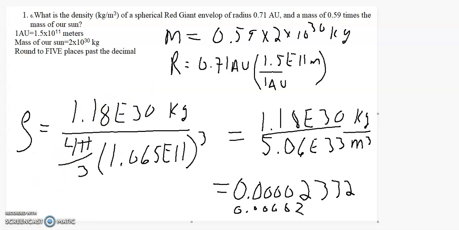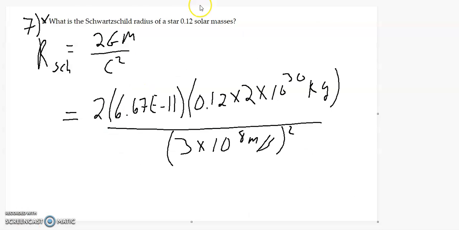All right, let's do the last problem. Here's number 7. What is the Schwarzschild radius of a star that has a mass of 0.12 times the mass of the sun, or 0.12 solar masses? So here's the equation for the Schwarzschild radius. It's a very simple equation. The only variable is the mass. Big G is the universal gravitational constant, 6.67 times 10 to the minus 11th. C is the speed of light, 3 times 10 to the 8th.